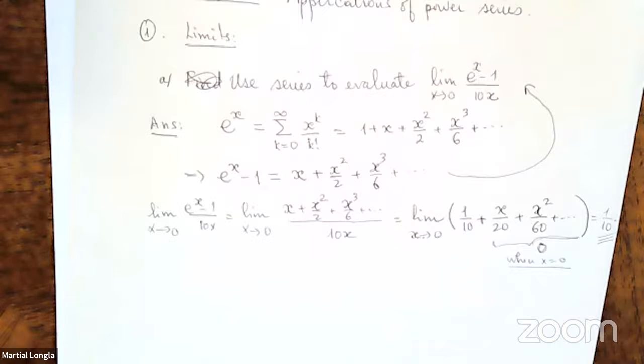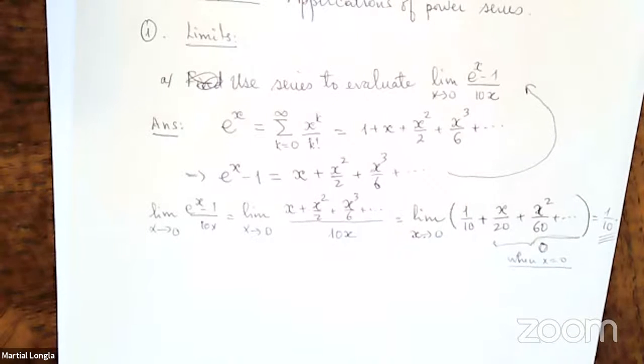So that's the procedure. That's how you use power series to find the limit of a function. Get the Taylor series of each of the functions that is involved, plug them in, and then simplify and take the limit.